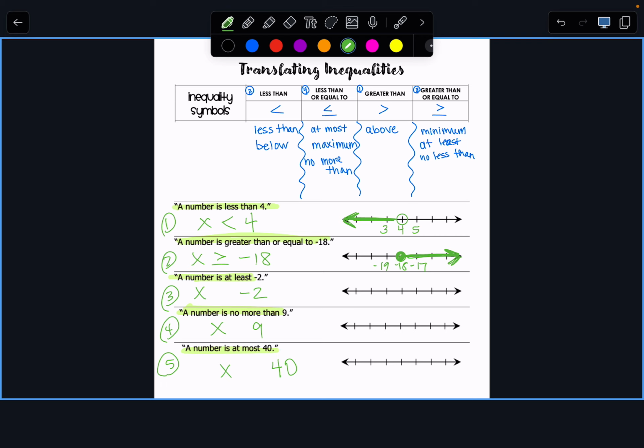A number is at least negative 2. Izzy, what sign are we going to put there? Okay, so which one is that? Can you just put? Oh, okay. So Izzy put this sign right here, greater than or equal to. Do you agree with Izzy's greater than or equal to for number 3? Yes. Oh, number 3, yeah. Okay, at least means we're negative 2 or bigger.